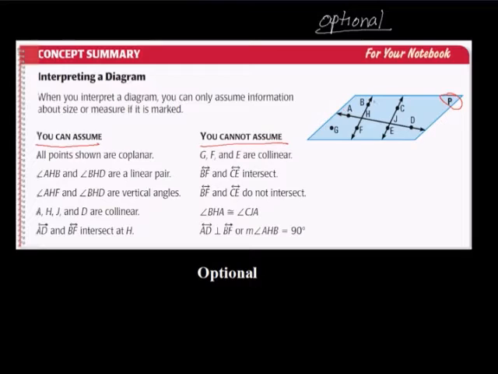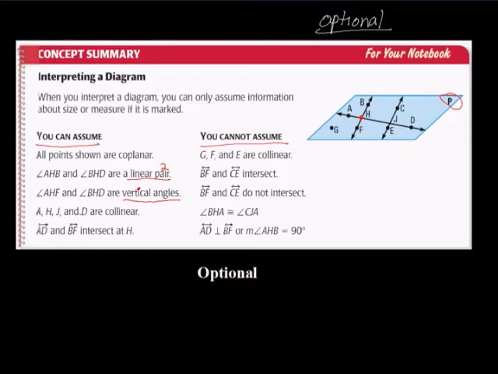AHB and BHD, you can assume that to be a linear pair. Another one would be AGC, CGD. You can assume those to be linear pairs. AHF and BHJ, you can assume these to be vertical angles. So remember, a linear pair is a pair of angles that make one straight line. Vertical angles are two angles that share the same vertex, and they make two straight lines.